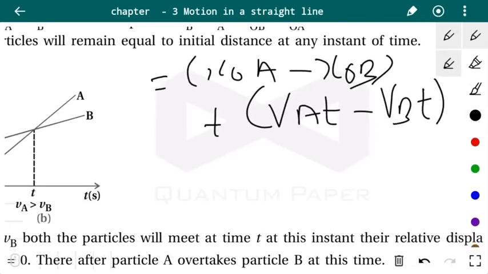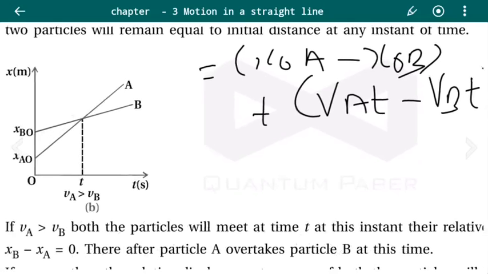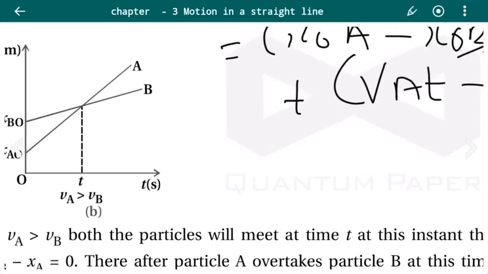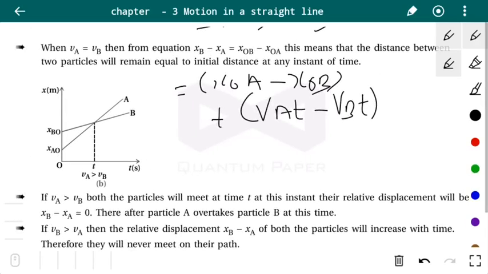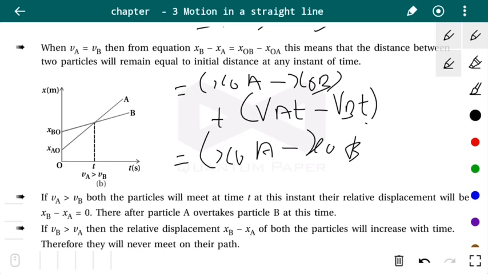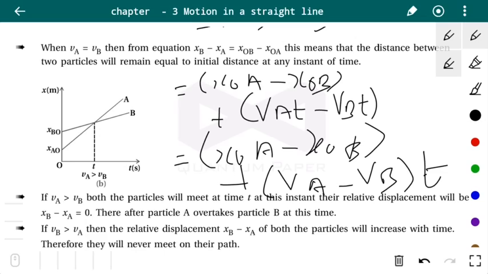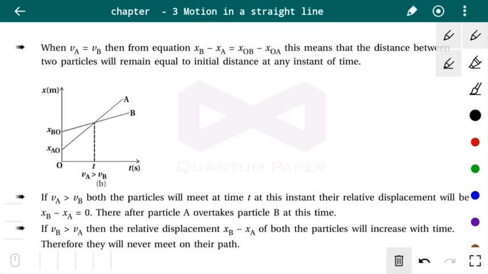Taking t common, we can write xoa minus xob plus va minus vb into t. So we got the equation xb minus xa equals to xoa minus xob plus va minus vb into t.